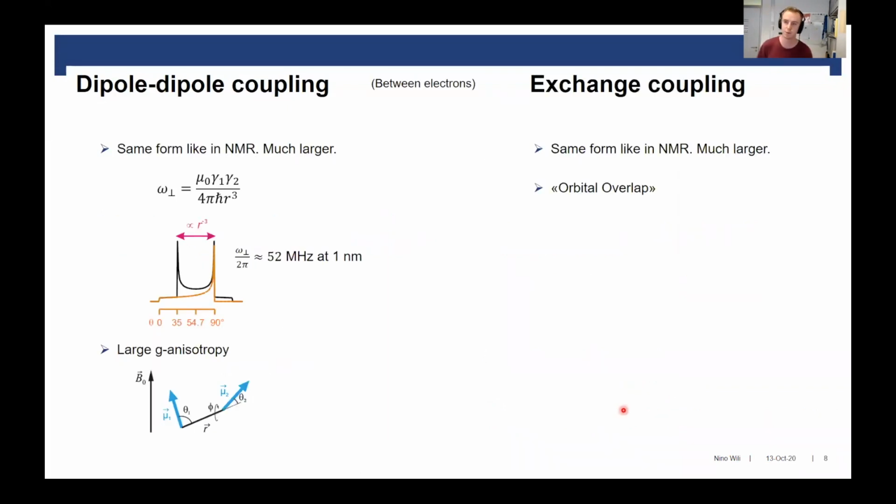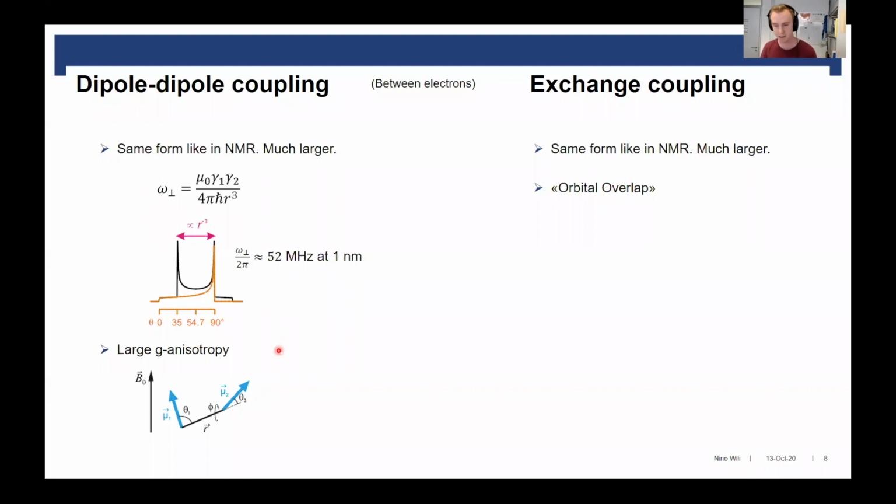Now the dipole-dipole coupling between electrons and the exchange coupling are mathematically the same form as in NMR. They are just much larger. Because the dipole coupling scales with the gyromagnetic ratios, and you have this twice. So if you have this Pake pattern, then the splitting of this Pake pattern will be 52 megahertz at 1 nanometer. And I think for protons, it would be 120 kilohertz at 1 angstrom. So it's much, much larger for electrons.